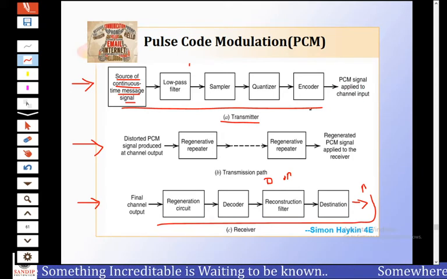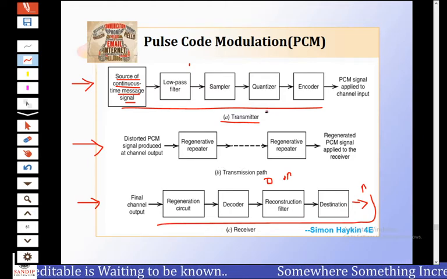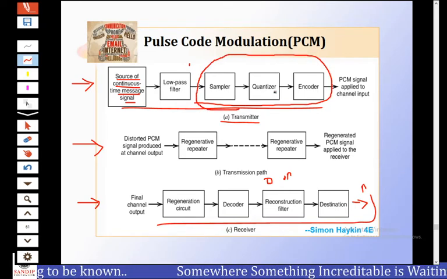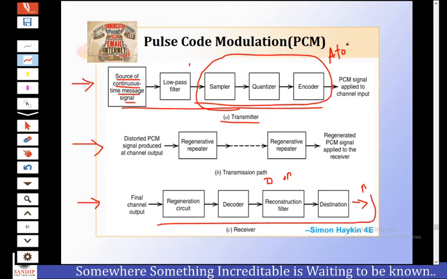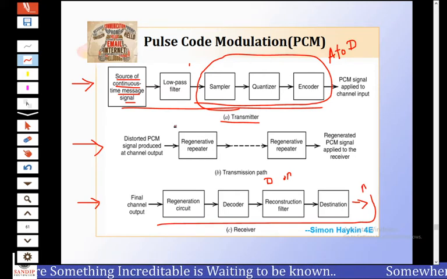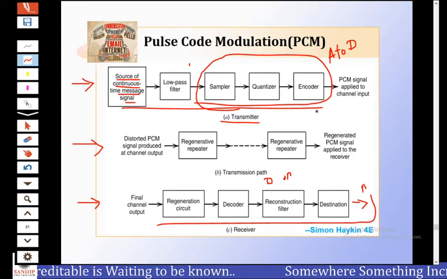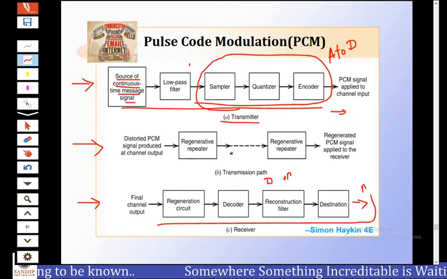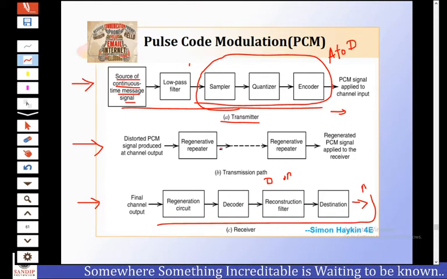This PCM signal is applied to a channel path, also known as the transmission path. These three blocks, that is sampler, quantizer and encoder, are done by a single device known as an analog to digital converter, or simply an A to D converter. When this encoded signal is passed through a transmission path, we use regenerative repeaters because the output is somewhat noisy. To remove that noise, we use the regenerative repeater. One important thing is that these regenerative repeaters are placed close to each other.